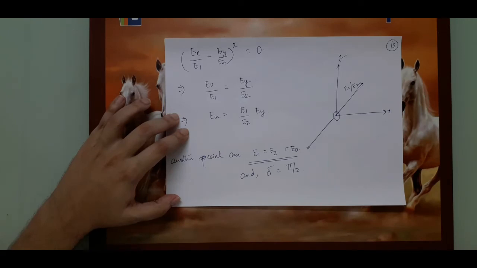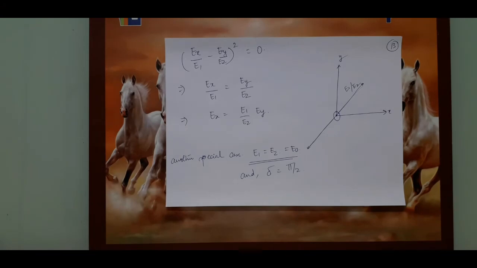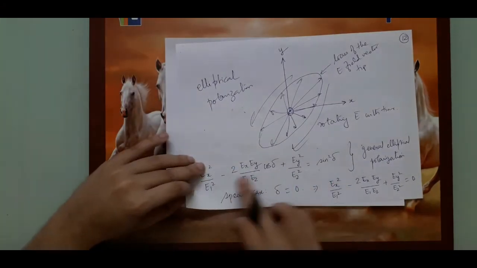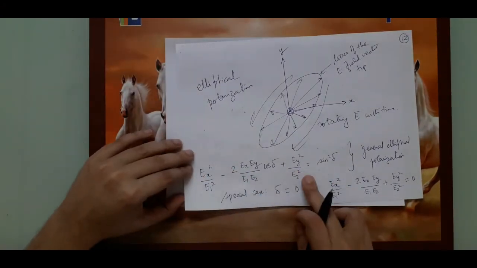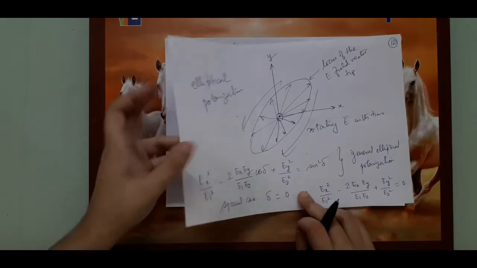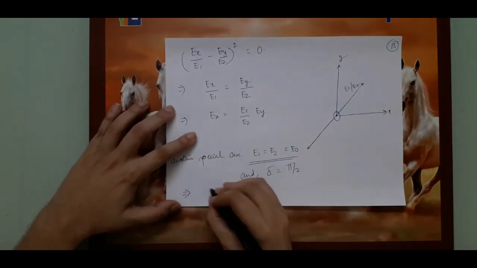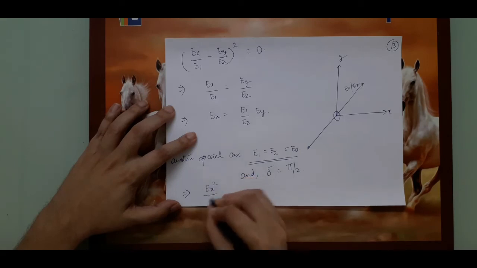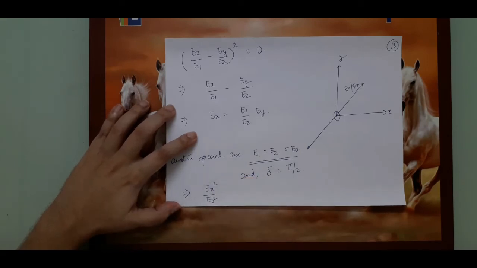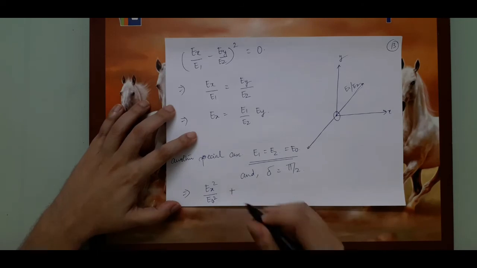So now if I substitute this in the general elliptical equation, what I will get is this. The cos term, the cos delta, will vanish, because cos of pi by 2 is 0.